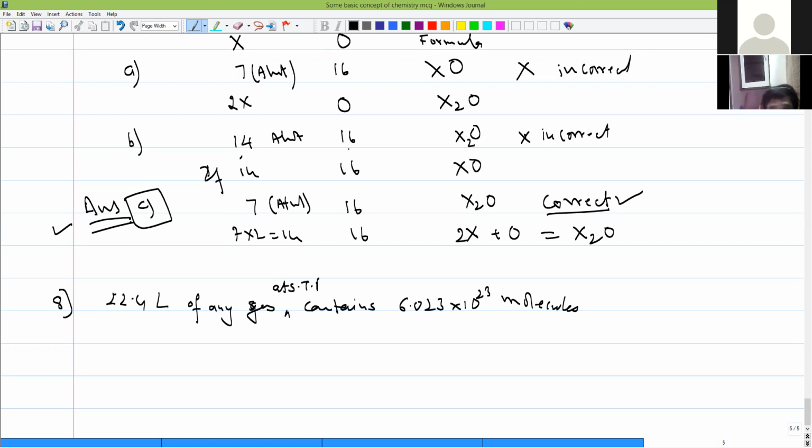at STP, let me say standard temperature and pressure. 22.4 liter of any gas at STP should contain 6.023 × 10^23, that is called as an Avogadro's number. 22.4 liter किसी भी गैस का STP पे STP condition पर molecules होंगे. पहला हमें 15 liter of hydrogen gas कितना होगा, 6.023 × 10^23 डिवाइडेड बाय 22.4 मल्टीप्लाइड बाय 15.